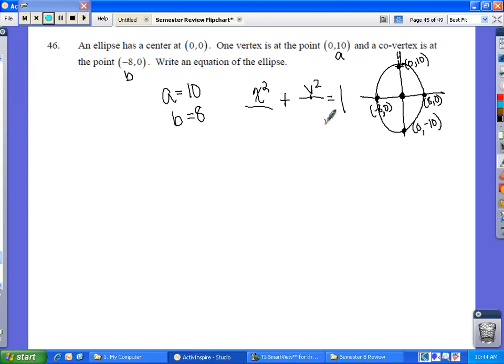So what am I going to fill in those somethings with? I'm going to fill them in with a squared and b squared. Now since my major axis is with the y-axis, I'm going to put the bigger number under the y. And also then my b fills in over here, and I can simplify that to x squared over 64 plus y squared over 100 equals 1.